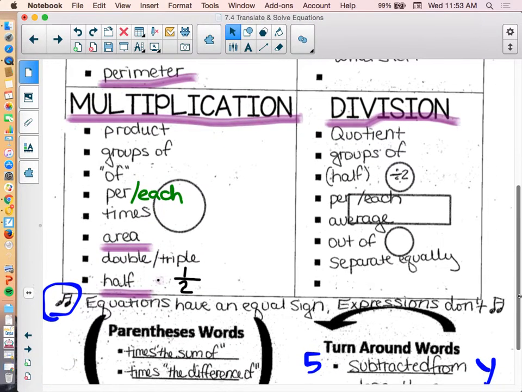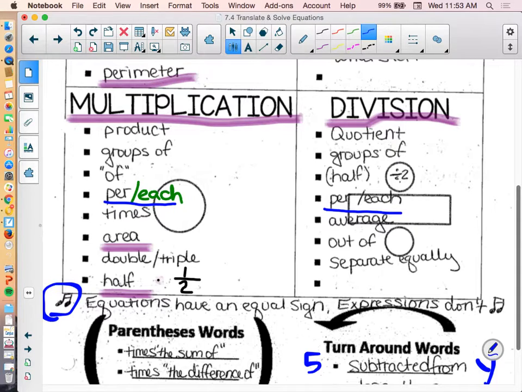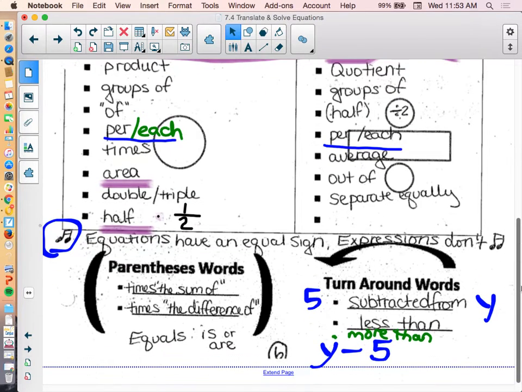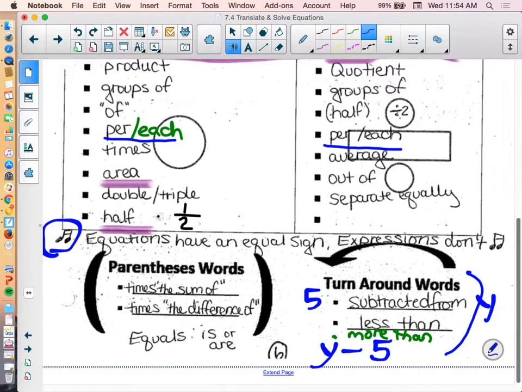One of the additions that I made that I didn't notice on our notes before is that multiplication could be per or each, but notice also division could be per or each. So you have to be very careful about which one the question is asking you for. And also note these turnaround words. So more than, less than, subtracted from, those are all turnaround words that mean that you have to flip them around. So 5 subtracted from y is y minus 5. Or 5 less than y is y minus 5. Be very careful of those words.